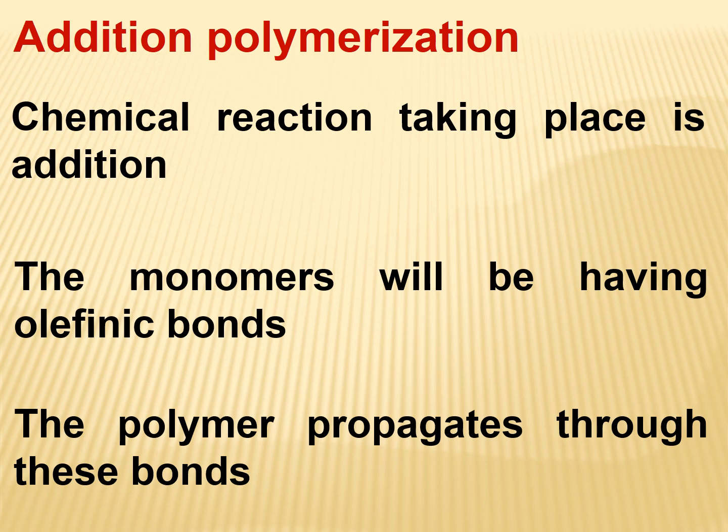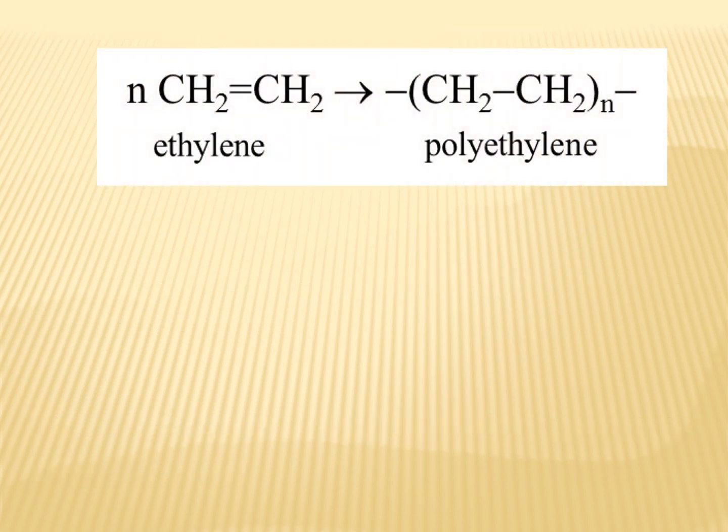Let us look at an example. This is ethylene. Ethylene polymerizes to give polyethylene. So you can see here this double bond breaks and the polymer extends from these two portions. Propagating of a polymer means the formation of the long chain. So that takes place due to the breakage of this double bond.